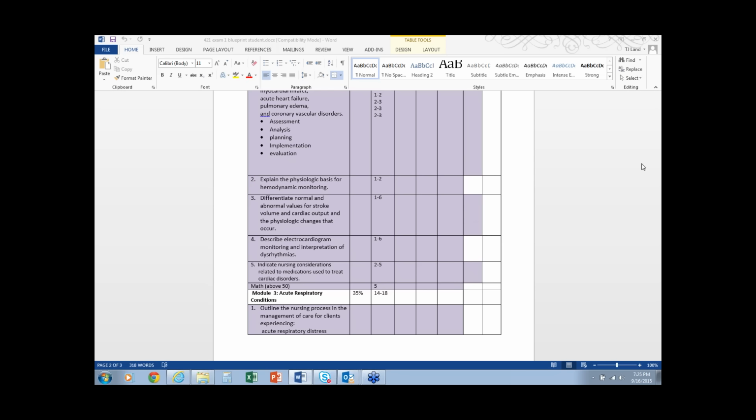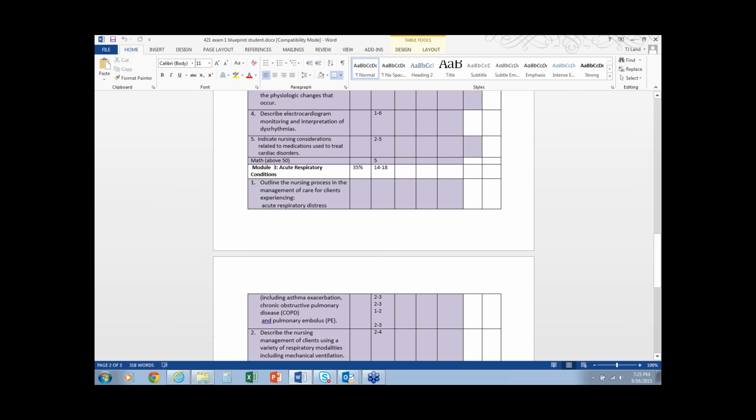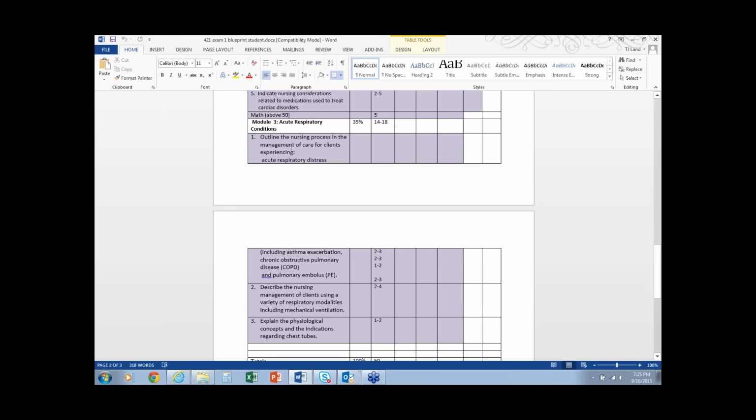So the acute respiratory component is 35% of your exam, 35%, which means a total of 14 to 18 questions. The very first component is saying that you need to be outlining the nursing process in the management for clients who are experiencing acute respiratory distress. Now please remember, acute respiratory distress is very different than acute respiratory distress syndrome. So acute respiratory distress could be an allergic reaction and I'm having airway closure, or it could be an exacerbation of asthma, could be an acute exacerbation of COPD. That means they are in respiratory distress and it is acute, not chronic. Please know that that's very different.